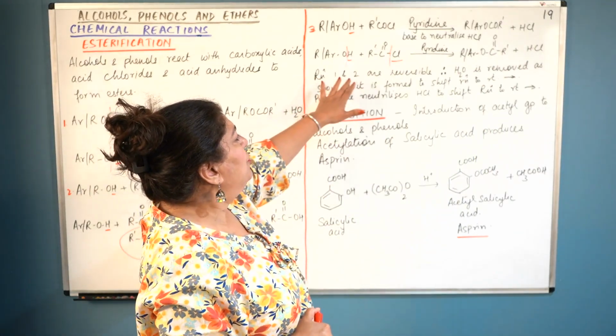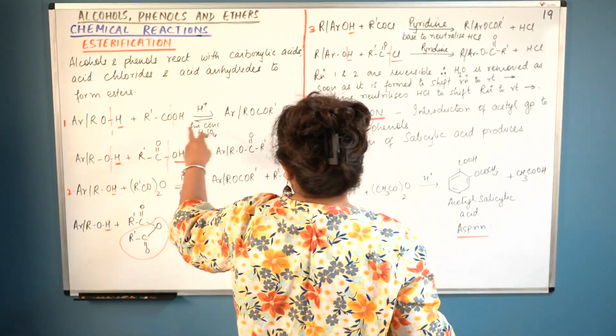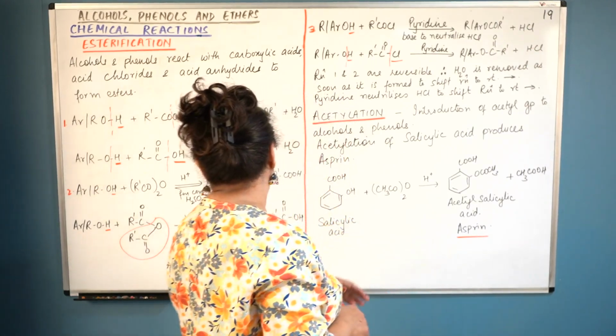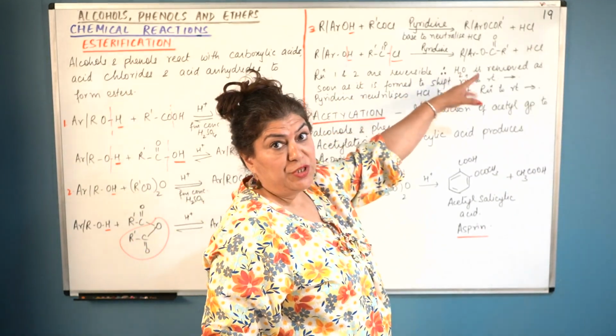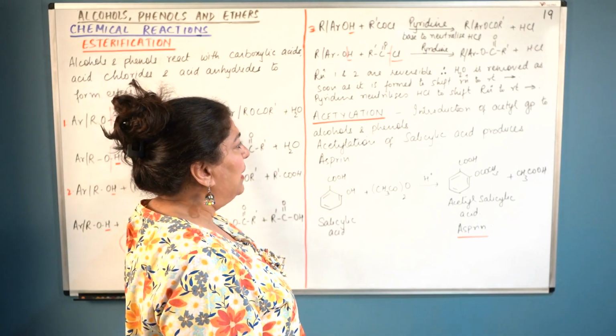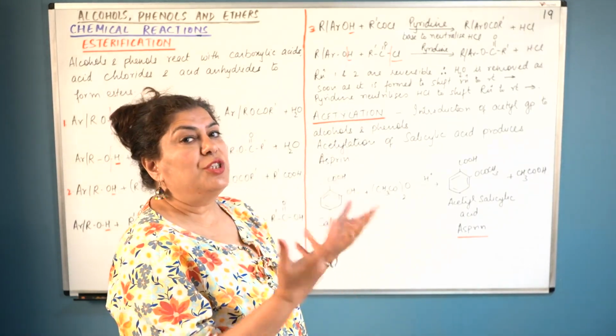So reactions 1 and 2 are reversible reactions. Therefore, water is removed as soon as it is formed. In this case, the carboxylic acid will have to be removed. So as soon as water is formed in the first reaction, it has to be removed so that the reaction can be shifted to the right direction, that is towards the product.